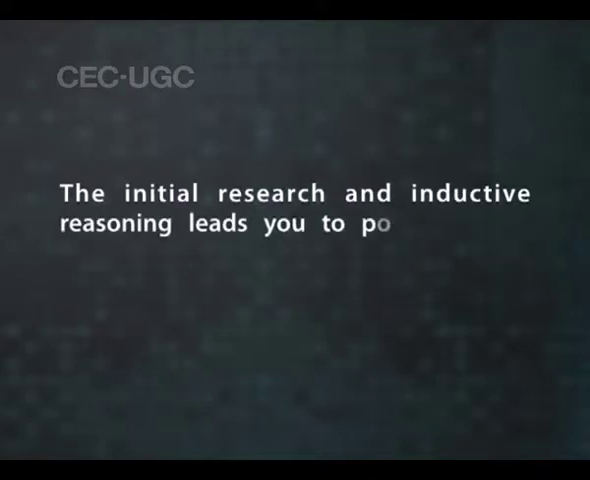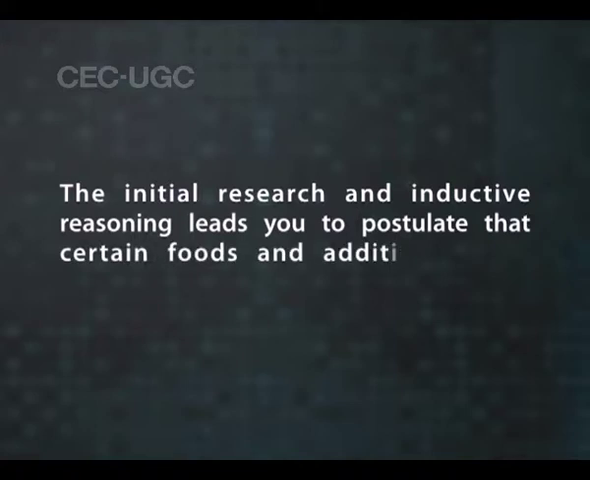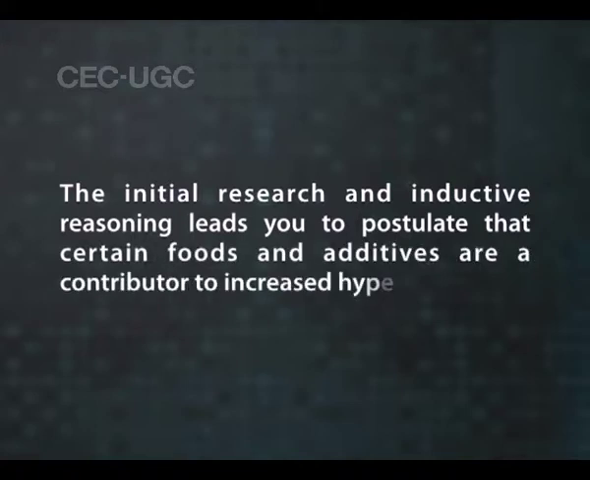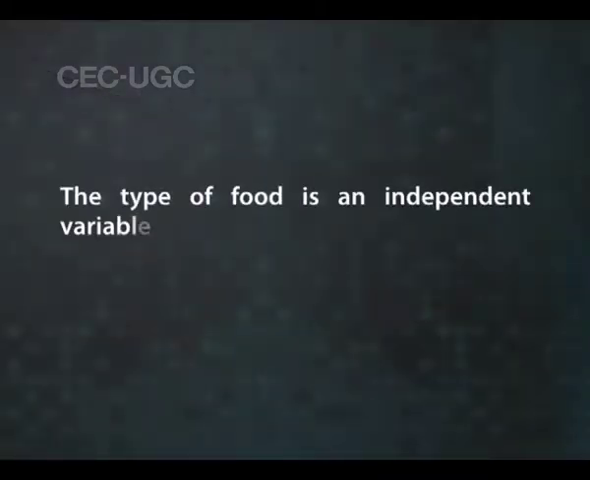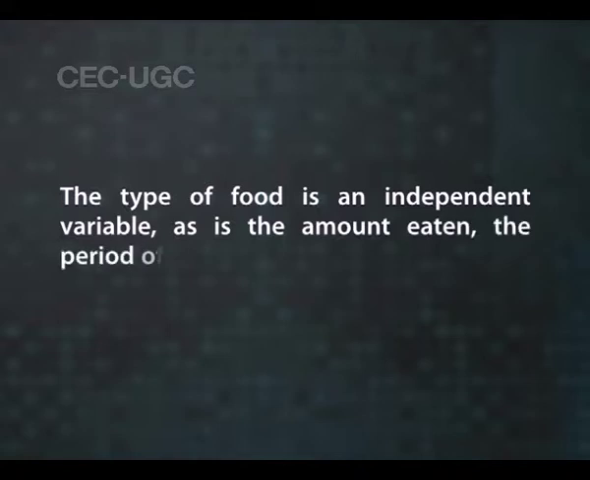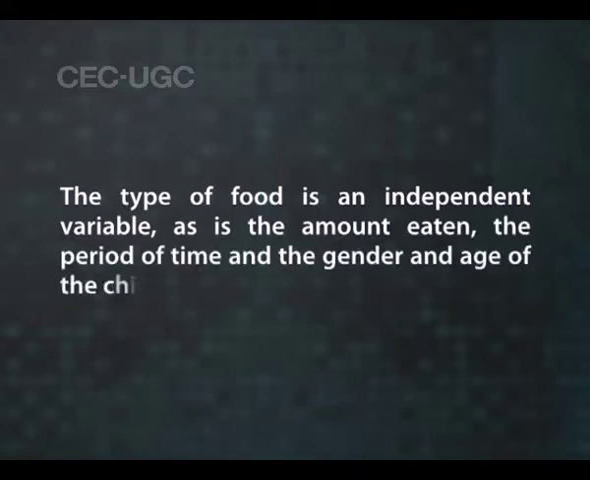The initial research and inductive reasoning leads you to postulate that certain foods and additives are a contributor to increased hyperactivity. You decide to create a hypothesis and design an experiment to establish if there is solid evidence behind the claim. The type of food is an independent variable, as is the amount eaten, the period of time, and the gender and the age of the child. All of these factors must be accounted for during the experimental design stage.